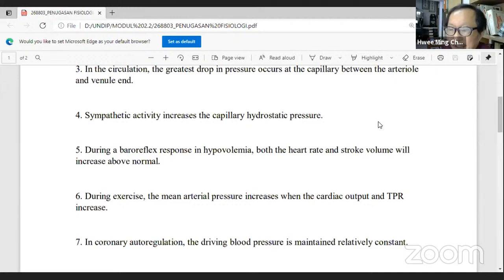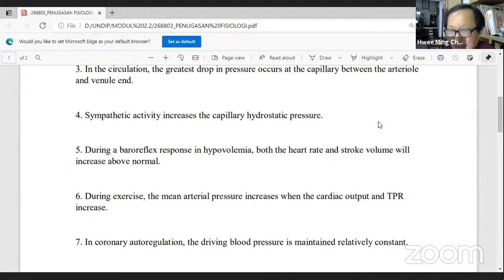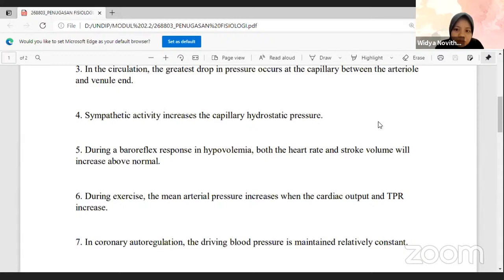So you always get a tachycardia. Heart rate always above normal. But stroke volume, you can't really say for sure, because it depends on how much blood volume you have lost. So it's not both heart rate and stroke volume, right? Heart rate is always above normal. First part is correct. Second part is not necessarily true. So overall, the sentence is incorrect.